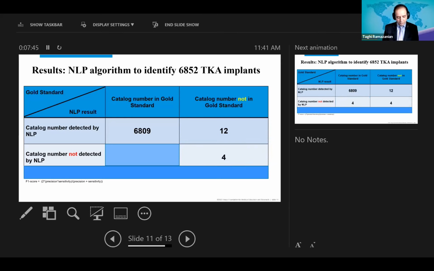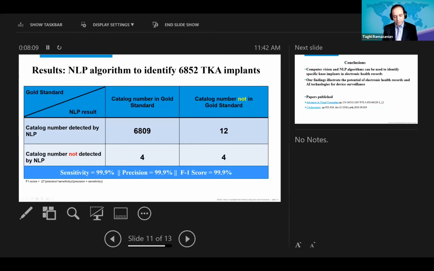Four operative notes didn't contain the catalog numbers, and only 4 catalog numbers were not detected by the NLP algorithm because they were entered in unusual format within the operative notes. So the main challenge was to eliminate invalid numbers detected by the NLP. The NLP algorithm had perfect performance, as shown with the sensitivity, precision, and F1 scores almost 100.